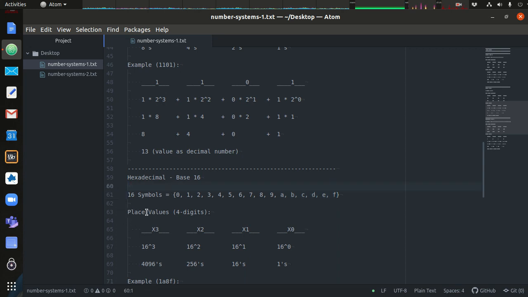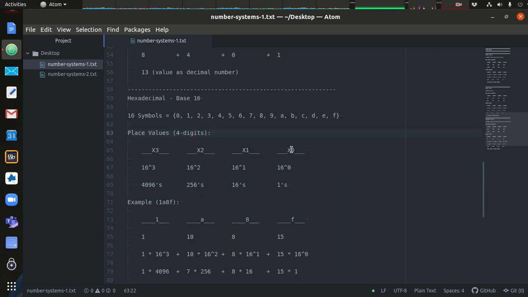So let's do the same thing. We have place values for the 4 digits, and this is x0, x1, x2, x3. This is 16 to the 0. Anything to the 0 power is the 1's place. Anything on the right-hand side is the 1's place. Here this is 16 to the first, so that's the 16s place, and we just keep multiplying by 16.